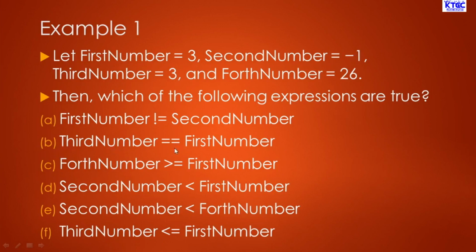Let's come to B. Third number is equal to first number. What we are saying is that the third number is the same as the first number. Let's confirm that. The third number is 3.